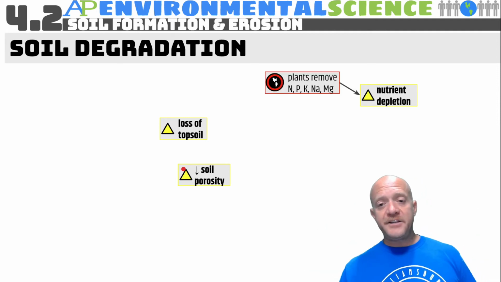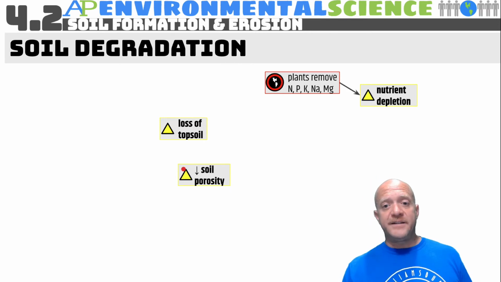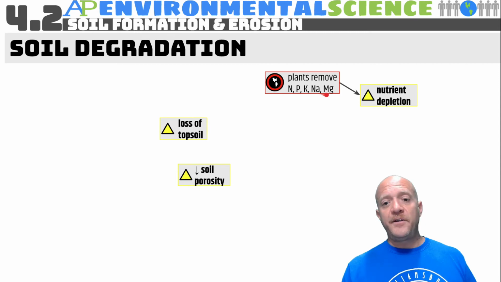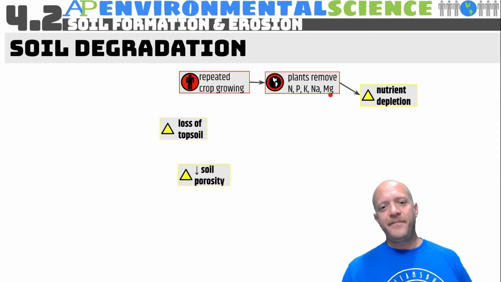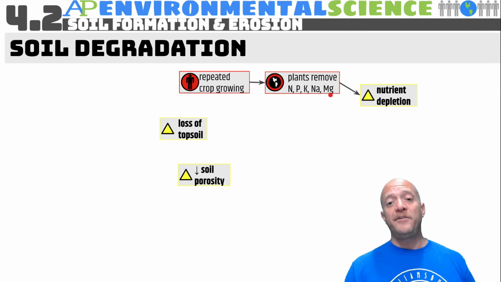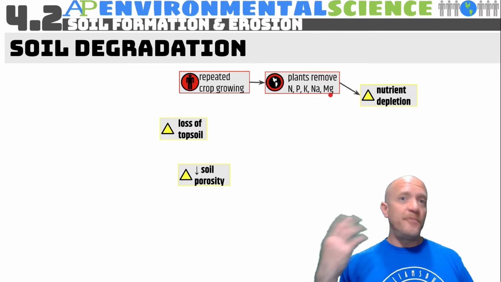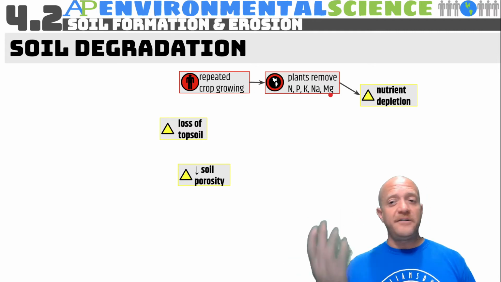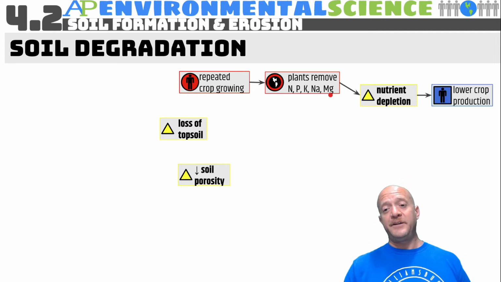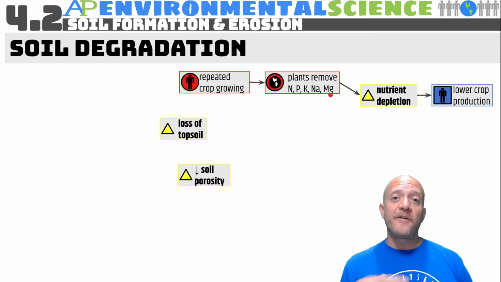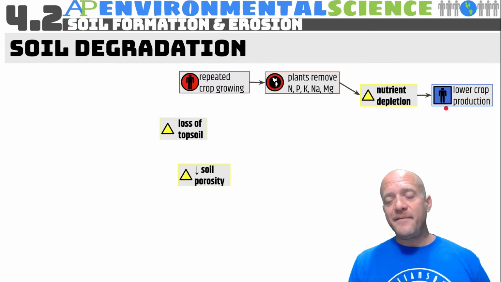So nutrient depletion is caused when plants remove too many nutrients, obviously. The NPKs, which are the big ones, and you might have sodium, magnesium, and other micronutrients. And that can be caused by humans from repeated crop growing. So increased amounts of agriculture every single year is going to remove all of these nutrients, and it's going to lead to nutrient depletion, which can then lower future crop production, and that impacts humans.